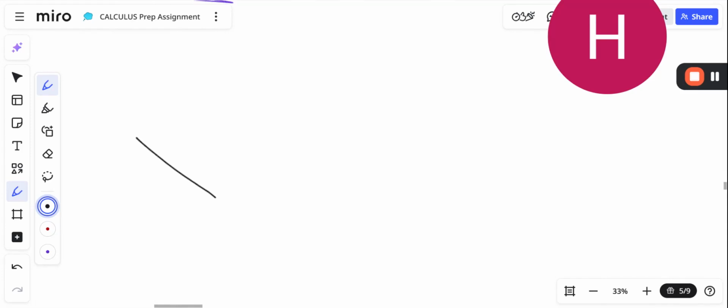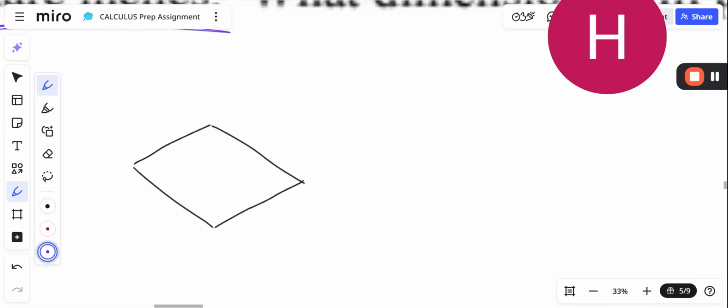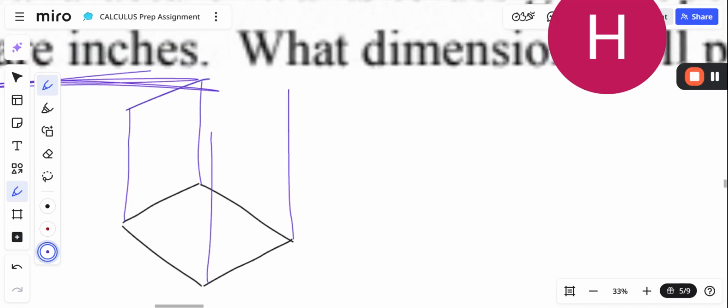We have a square down here. And then we have some kind of a height. And the box is open. Wow, that was pretty bad at the end there. I think this needs to go higher, that's why. Yeah, that looks a little better.